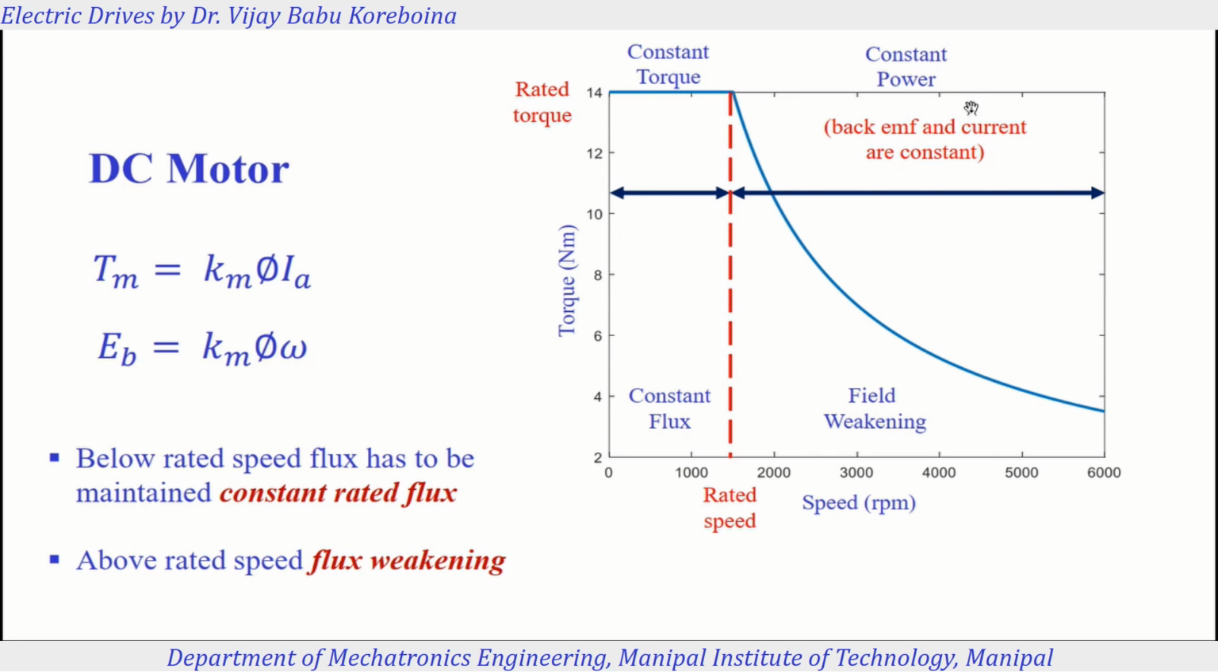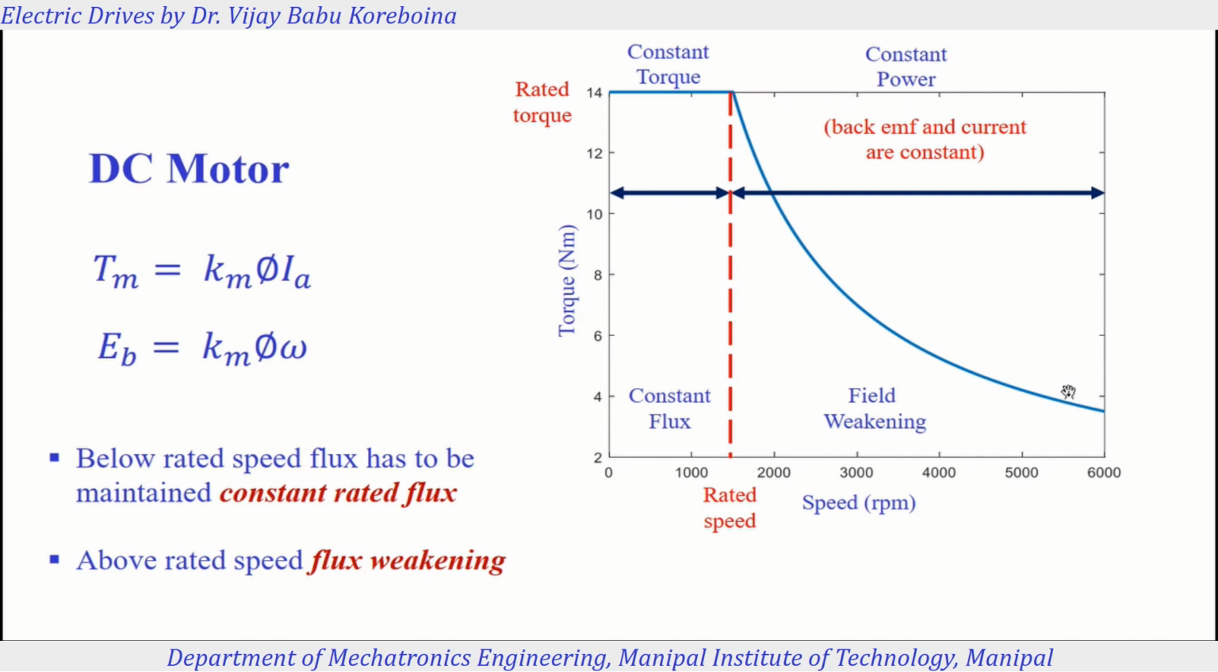So if you retain constant rated back EMF from this point onwards as speed keeps on increasing, from this equation we can see that the only way to achieve this is to reduce the flux, hence it is called field weakening. In a simple way to say, below the rated speed the flux has to be maintained constant, and above the rated speed the flux has to be weakened, that is the field weakening region.